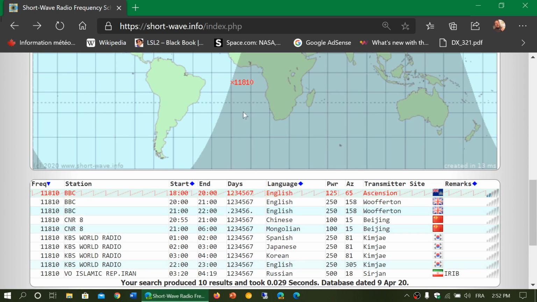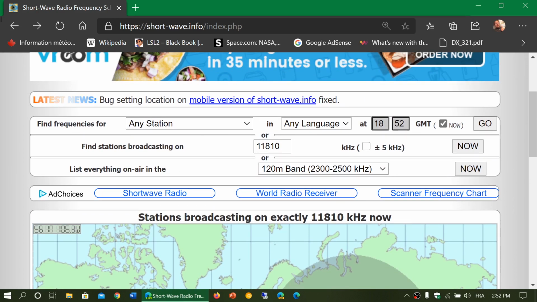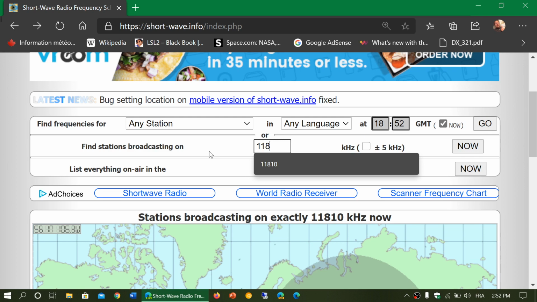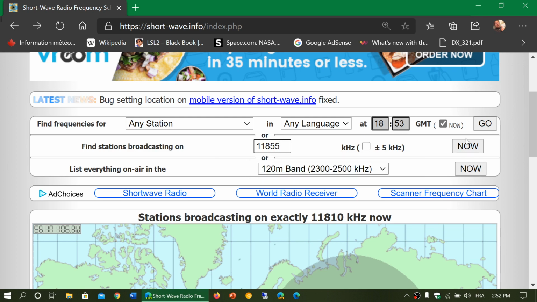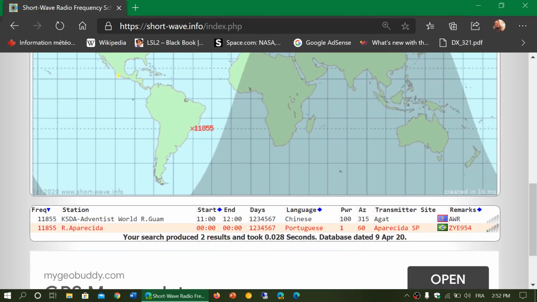When you actually do this search on a frequency, some frequencies will have several broadcasts that could happen at the same time. So you could say, well, I'm listening to something on 11,855 now. Click the Now button, and it's going to show you if there's a broadcast or anything. And then you might have something else. Now, here the broadcasts are overlapping.